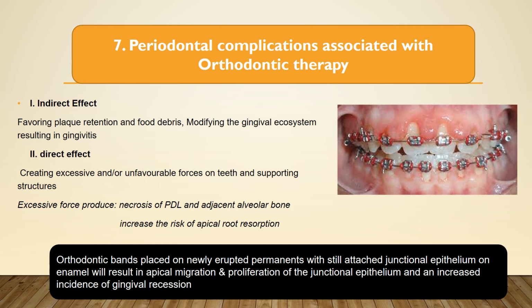For example, excessive force produces necrosis of the periodontal ligament and adjacent alveolar bone, which increases the risk of apical root resorption. Also, orthodontic bands placed on newly erupted permanent teeth with still attached junctional epithelium on enamel will result in apical migration and proliferation of the junctional epithelium and an increased incidence of gingival recession.